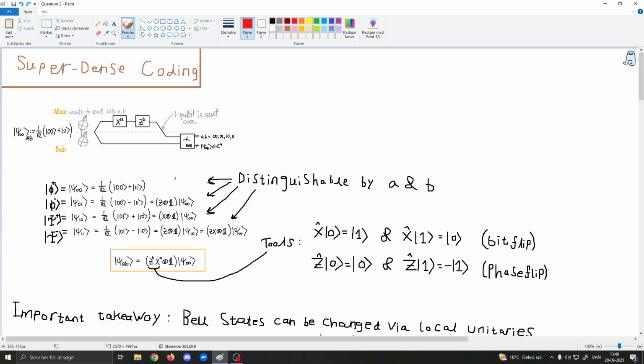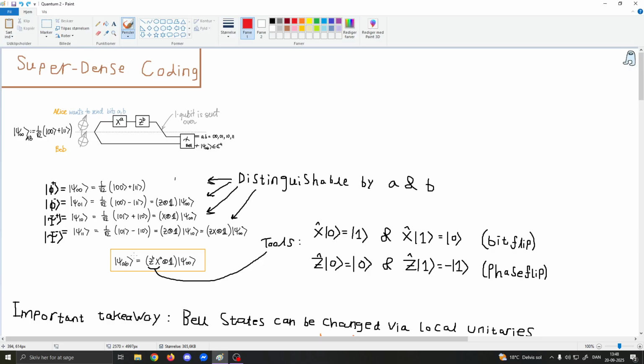The reason this works is because when you perform a Bell basis measurement, you get one of four results corresponding to the Bell states. Basically, Bob finds out which basis it's in, and he can actually distinguish between all these four as they are unique depending on Alice's choice of unitaries.